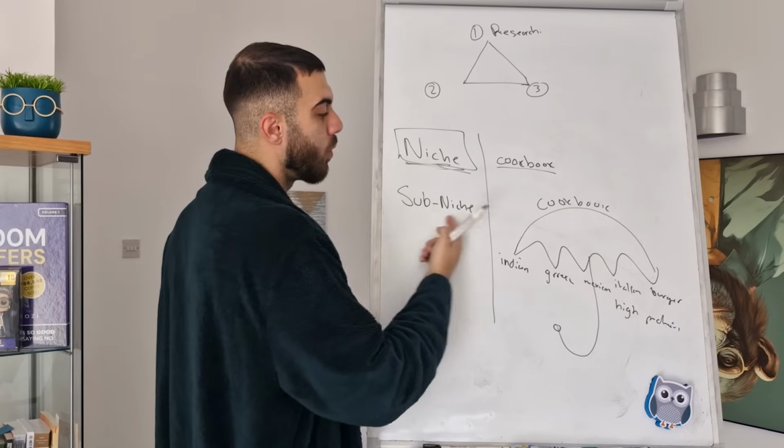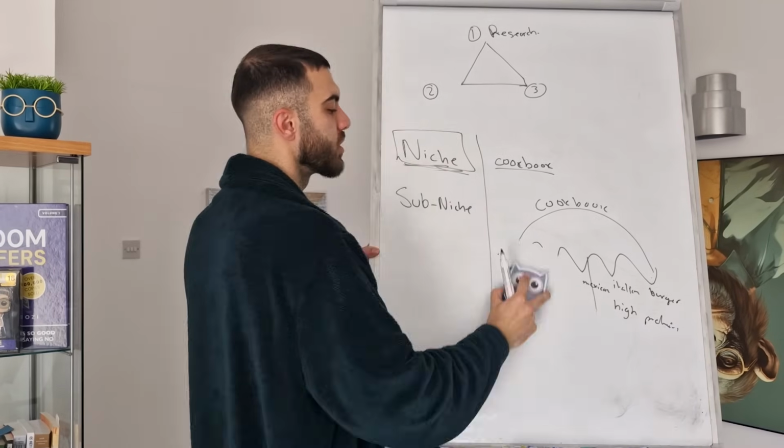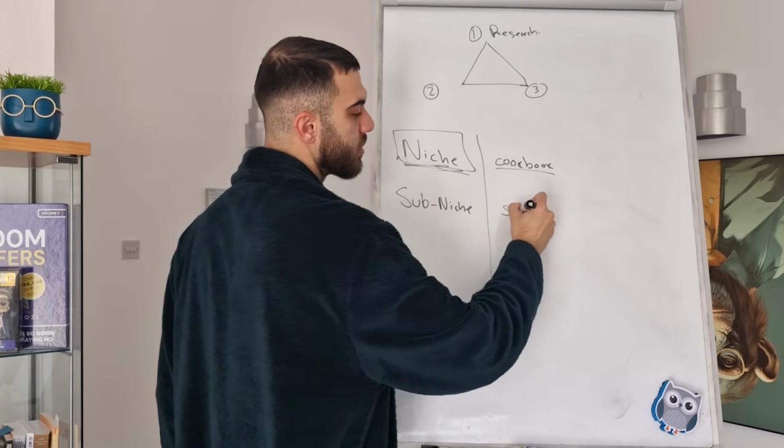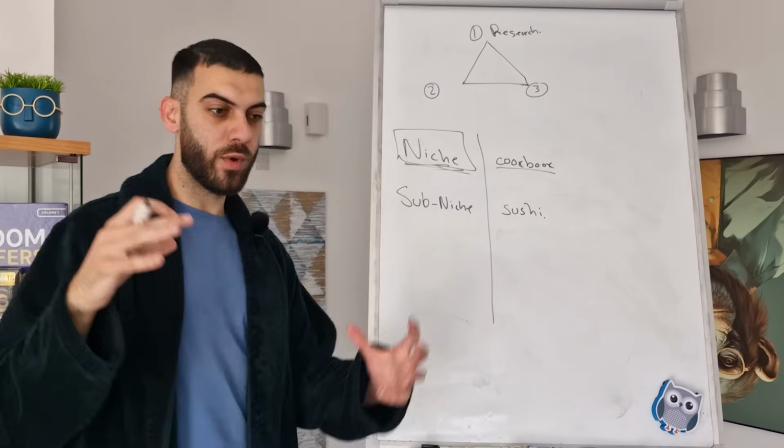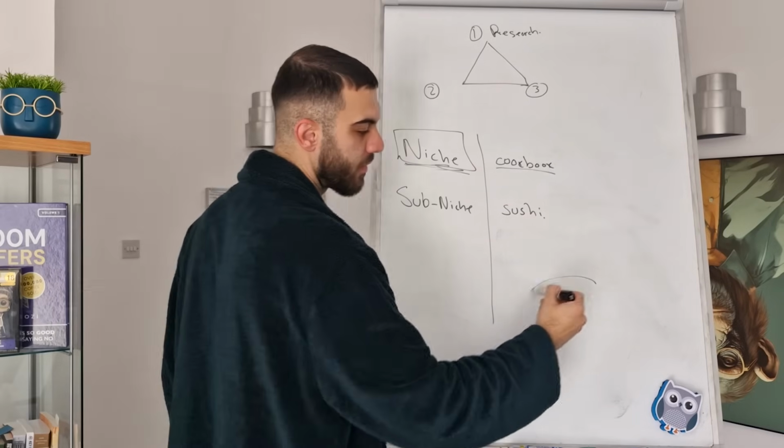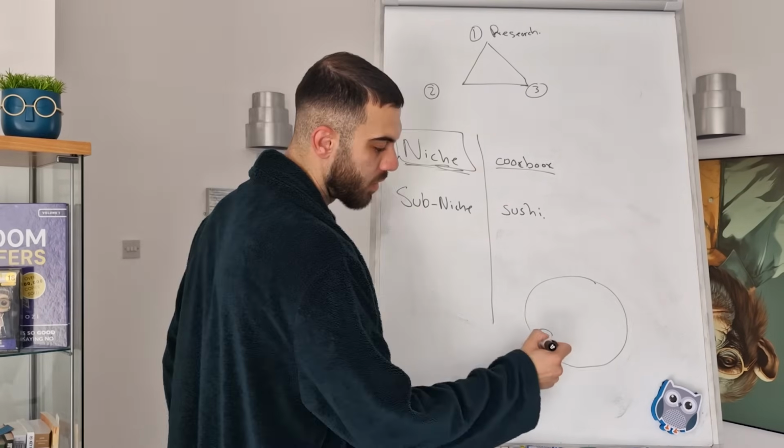We need to figure out what type of cookbook we are going to publish. For this, let's just say that we're doing a sushi cookbook. Great. So now we're more targeted. Now we went from all the cookbooks in the niche to only the sushi cookbook.